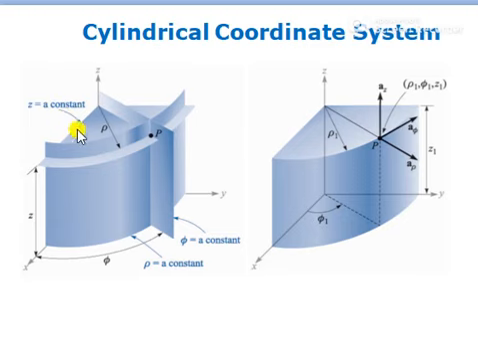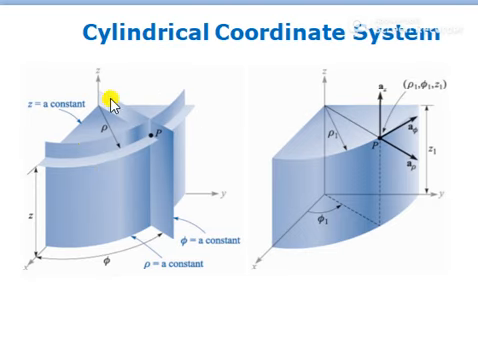The second surface is a cylinder, this one, of radius rho with the z axis as the axis of the cylinder. The first one was this surface, the second one was this surface.